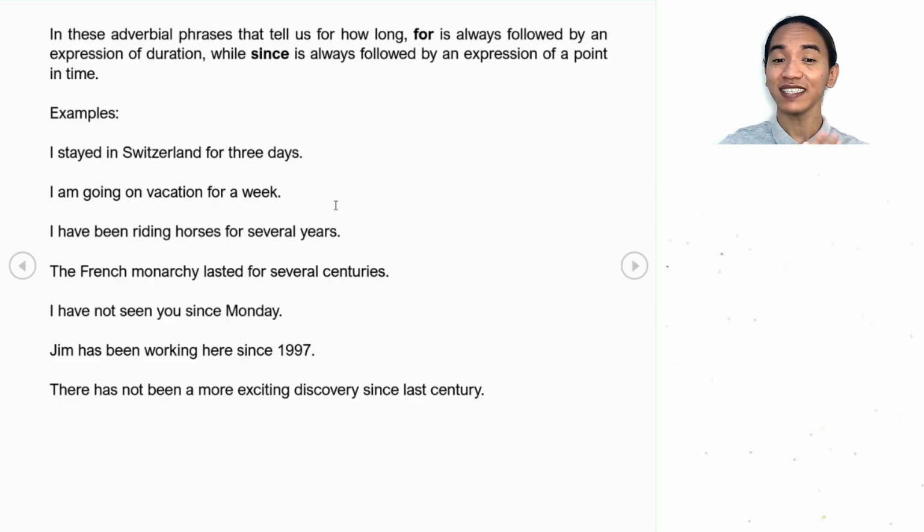I stayed in Switzerland for 3 days. I am going on a vacation for a week. I've been riding horses for several years. The French monarchy lasted for several centuries. As you can see, the time duration comes after for.